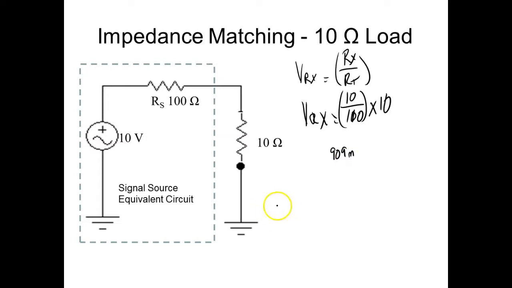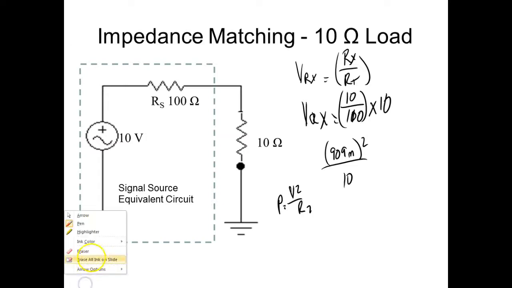Okay, so what I'm going to do now, don't do anything with your calculator, is use a formula where one of my power formulas is V squared over R. So I can just hit my square key and divide that by 10 and that'll give me the power. So I can do this without using parentheses, right? Okay, so what would be the power to the 10 ohm resistor? Okay, 82.6 milliwatts.